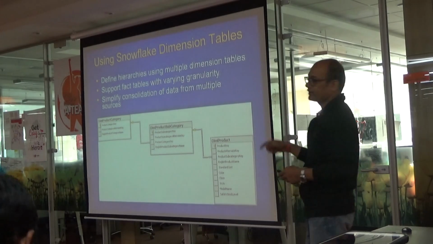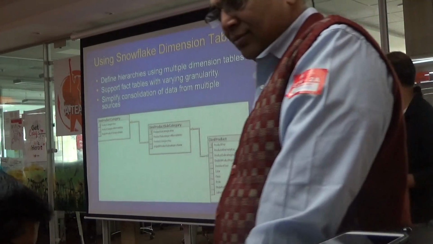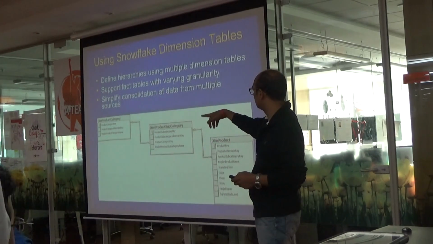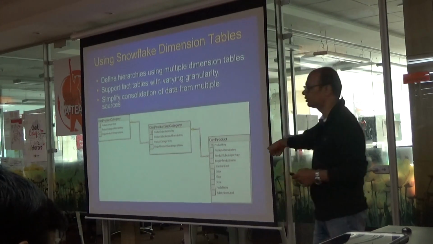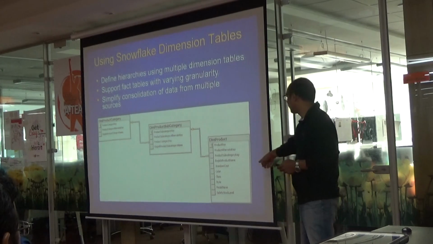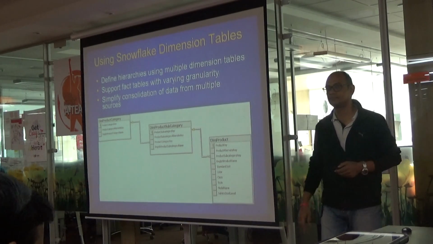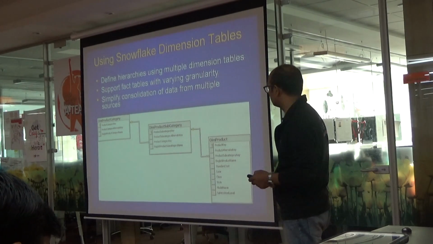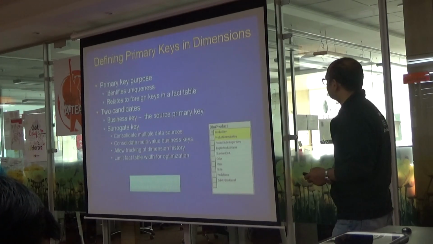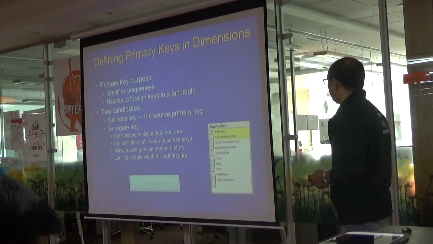So this is a snowflake schema design which I was talking about. So you have a product category and then product subcategory, and then you bring on the product, and this product will now further link to your fact table. Very important.